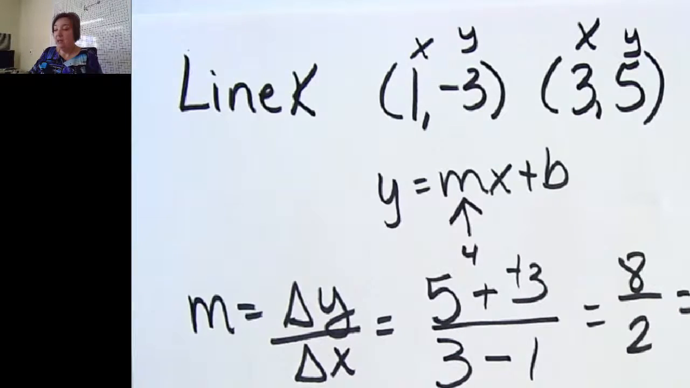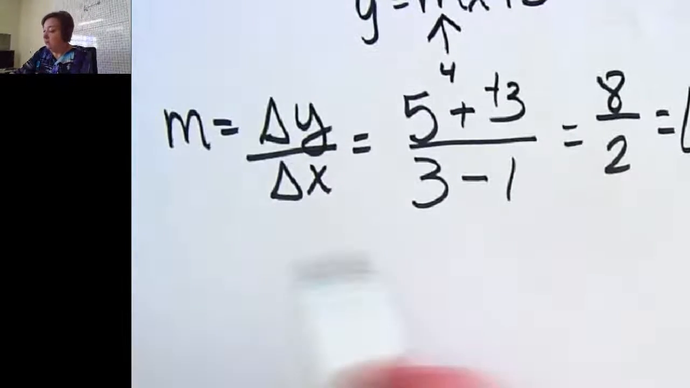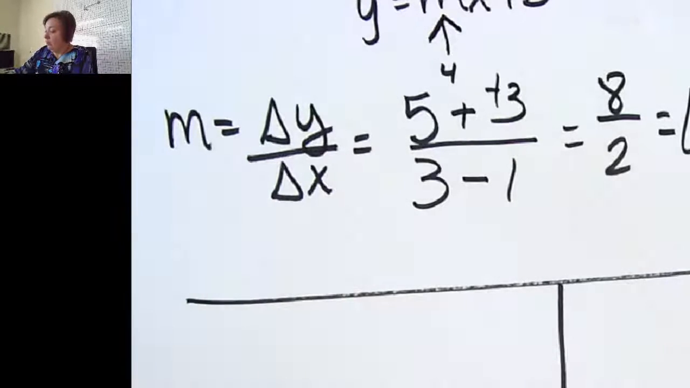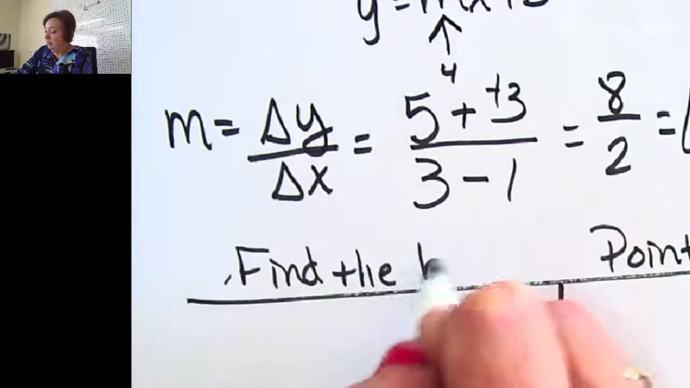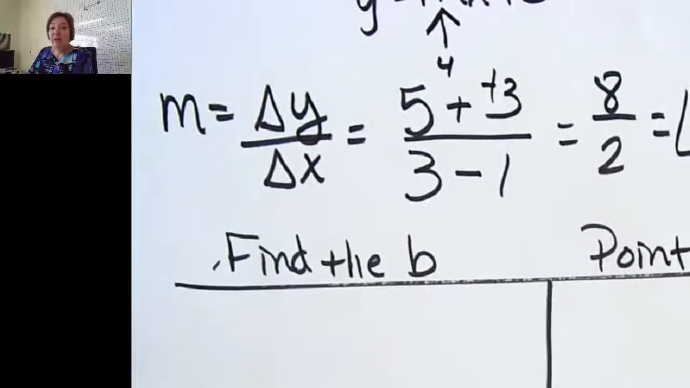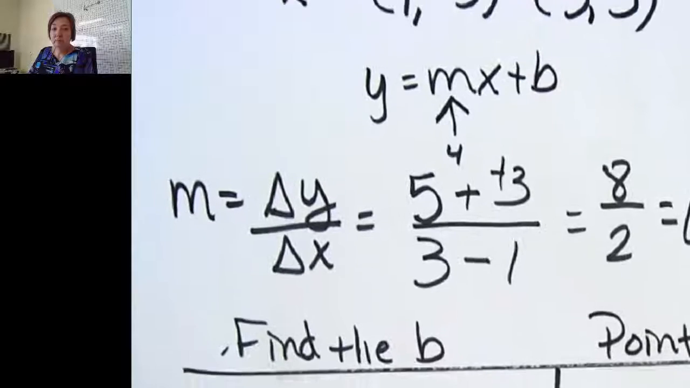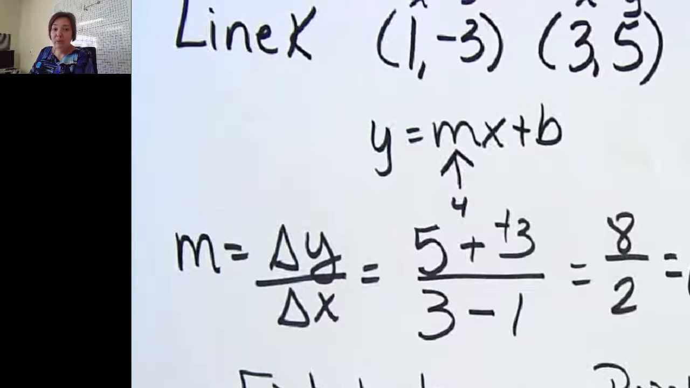Now we've got to find the b. Remember, we've got 2 options here. We're going to do them both. On this side we're going to do point slope form, and on this side we're going to find the b. So how do we find the b? We're going to take y equals mx plus b and plug in values from the line for y, m, and x. That means we need a point from the line and the slope.